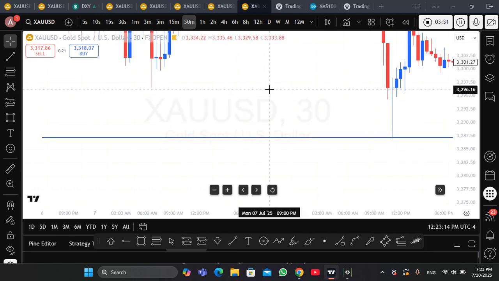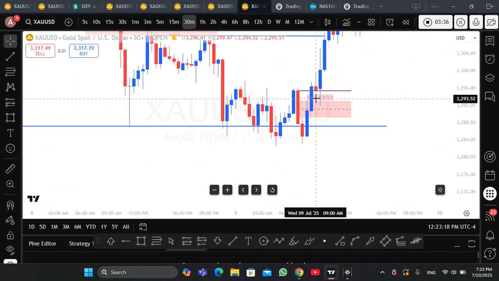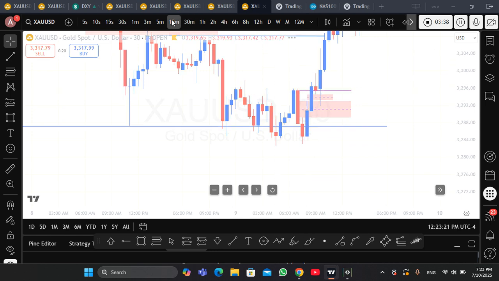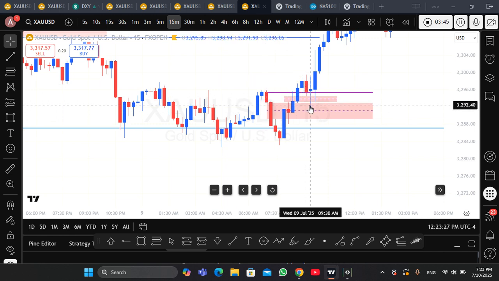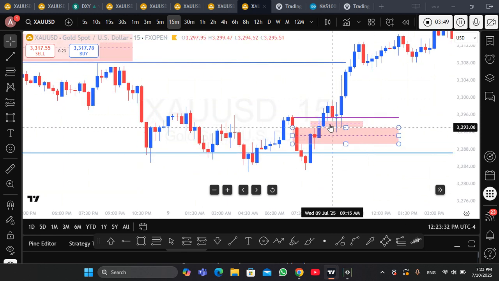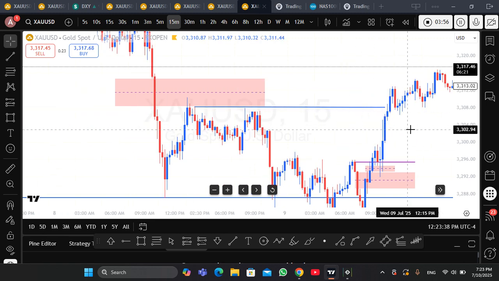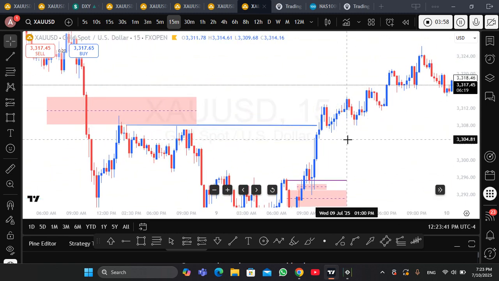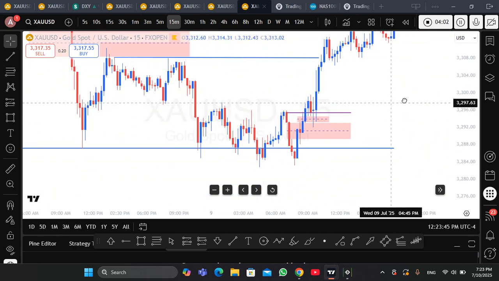The market makes a change in the state of delivery and a fair value gap. You can see this is a fair value gap on 30 minutes, and on 15 minutes there was an order block and inverted fair value gap with change in the state of delivery and then rejection. It is a very beautiful area to enter here. You can target this area first and then move upward. It is very important.